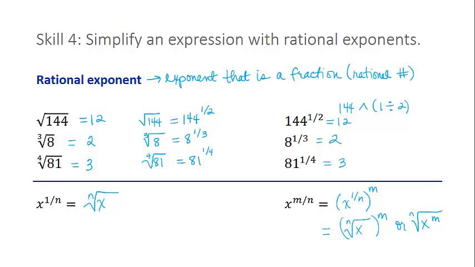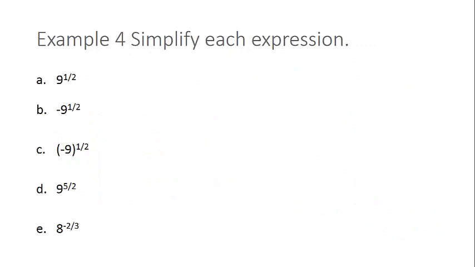And so we'll apply this with an example. We want to look at 9 to the 1/2. So 9 to the 1/2 is equivalent to the square root of 9, which is just 3. Negative 9 to the 1/2, the negative is not tied to the base, so that's really the opposite of the square root of 9, which is the opposite of 3.